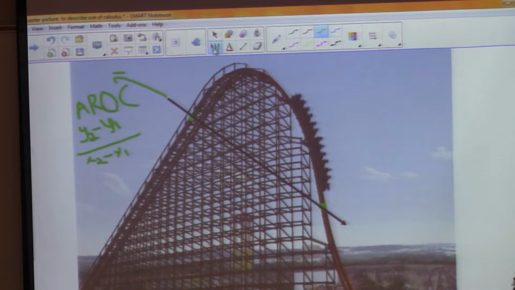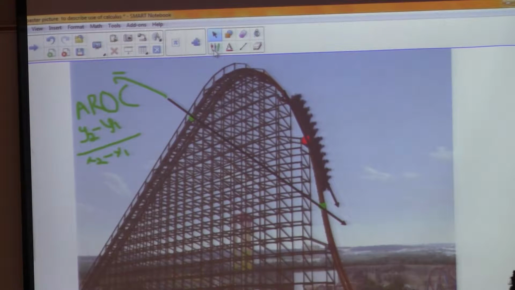Now, using calculus, we discovered that we could find the rate of change at just 1 point, or find the slope using just 1 point, right? That would be like finding the slope of a tangent line, right? So that's a line that intersects the curve at one specific point.